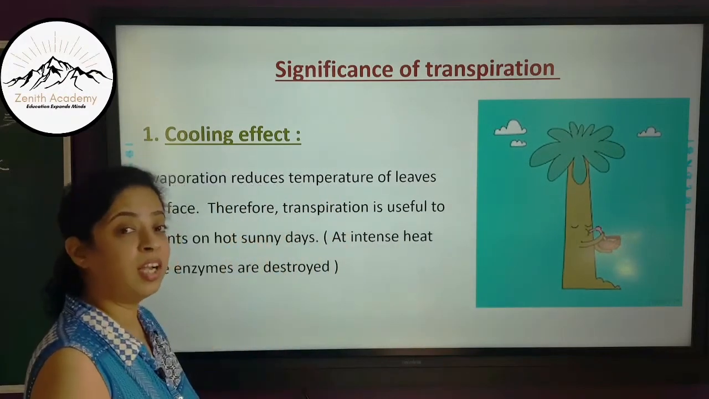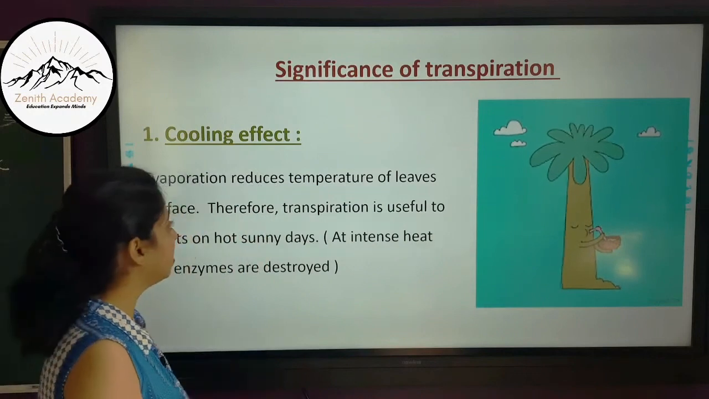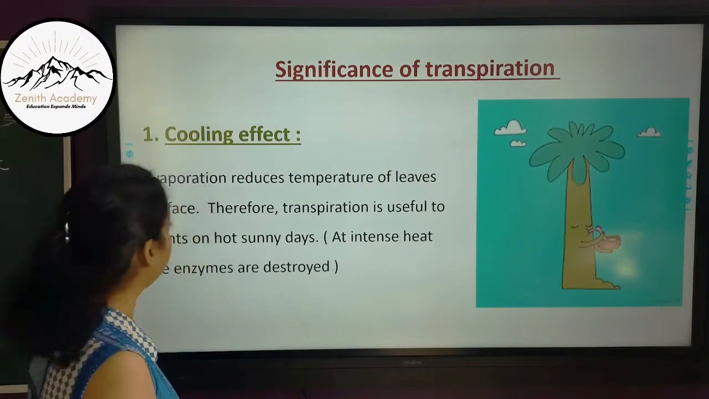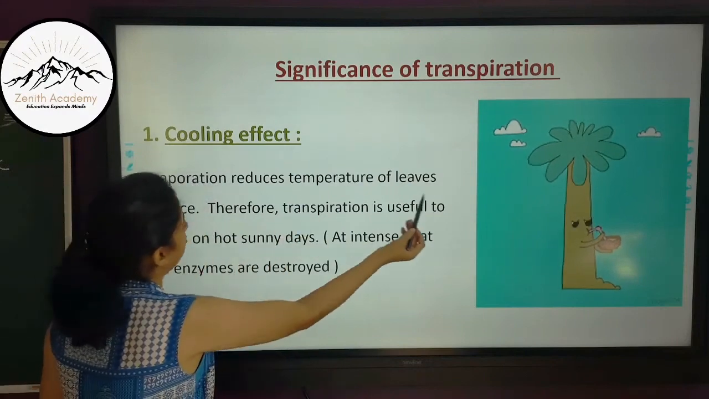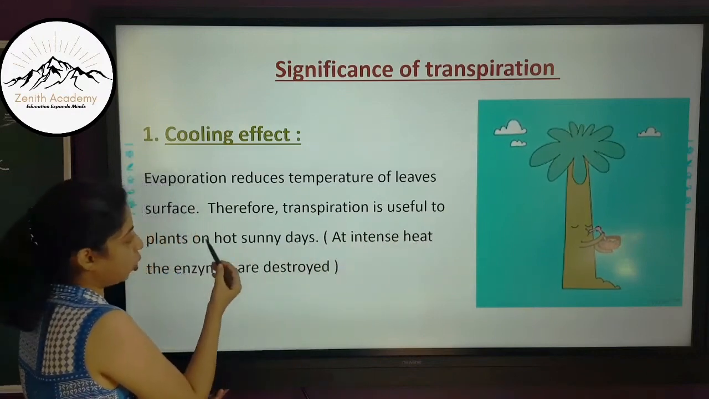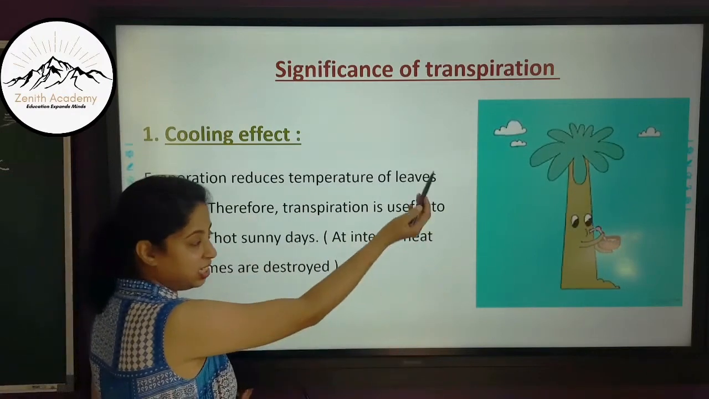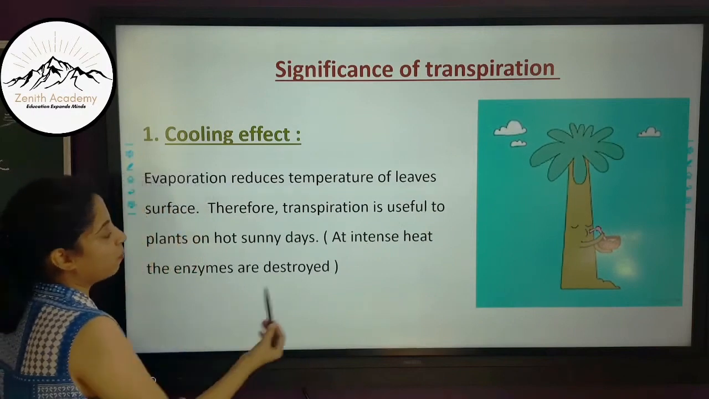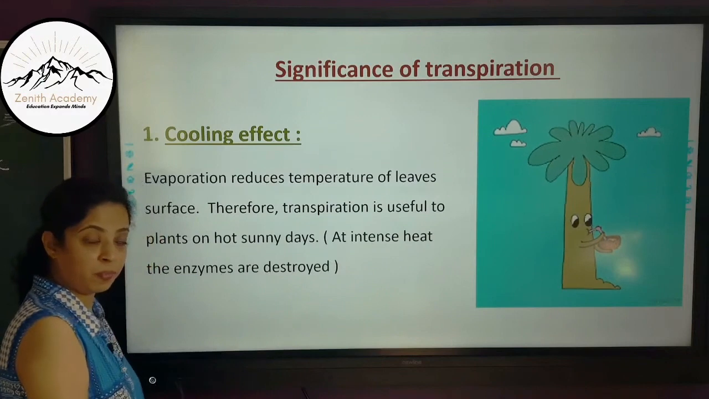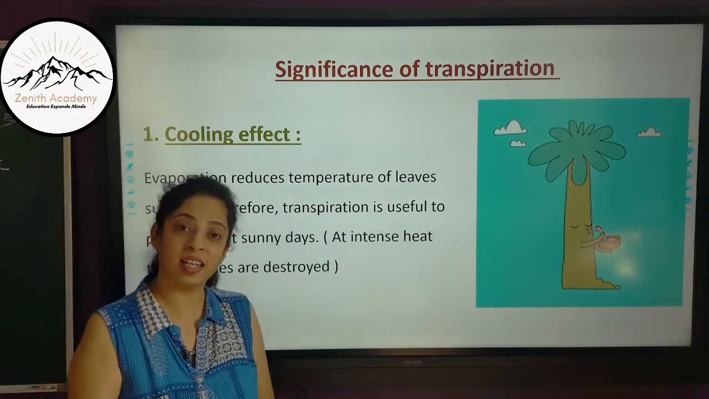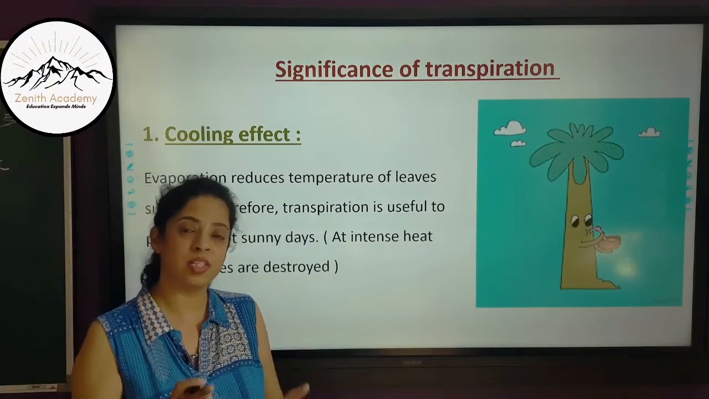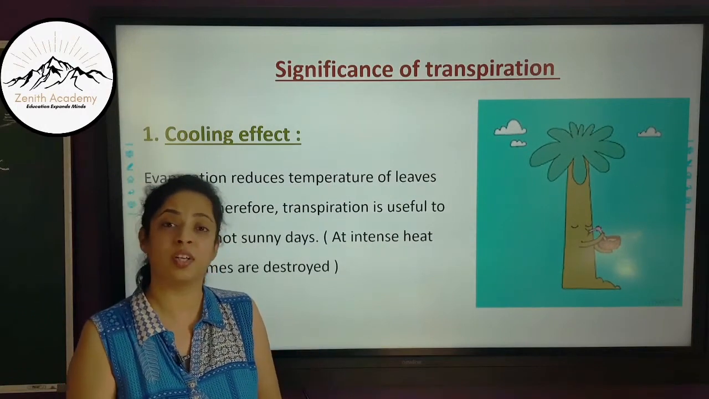We all know that evaporation leads to cooling. Similarly, transpiration is what? Evaporation of water vapor from the surface. So evaporation reduces the temperature of leaf surface. Therefore, transpiration is useful to plants on hot sunny days. You can see this plant on a hot sunny day. At intense heat, the enzymes are destroyed, and transpiration helps to cool the plant so that the enzymes are not destroyed.